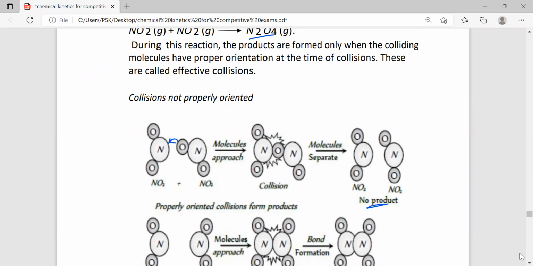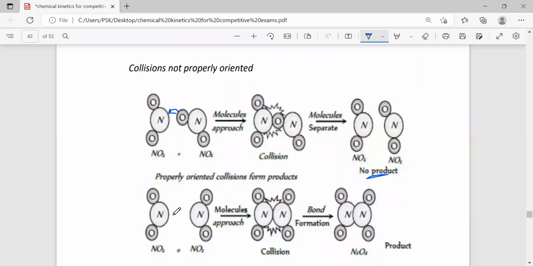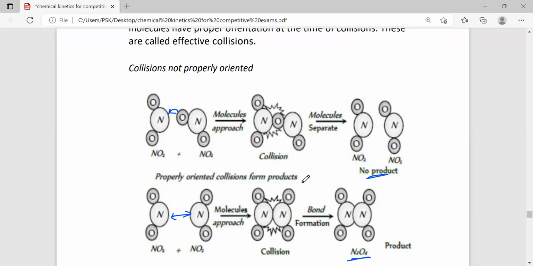But if you observe the second representation, this is nitrogen dioxide, this is nitrogen dioxide. When the nitrogen atoms collide with each other, a proper bond is formed between what? Nitrogens, both the nitrogen atoms. Therefore, a product N2O4 is formed. So orientation of atoms in a molecule is one more factor to overcome in order to undergo an effective collision. Not only the energy barrier, the other barrier is the orientation barrier.